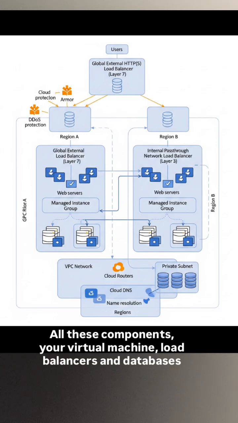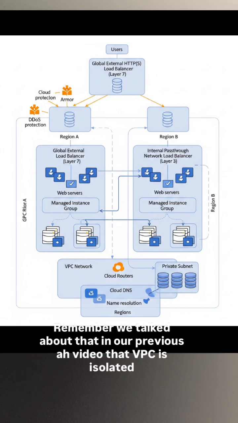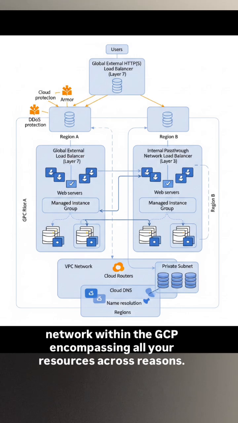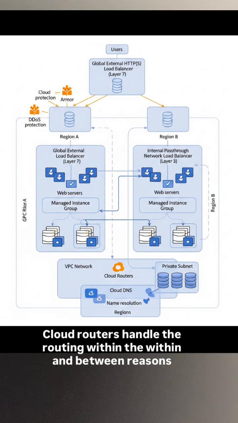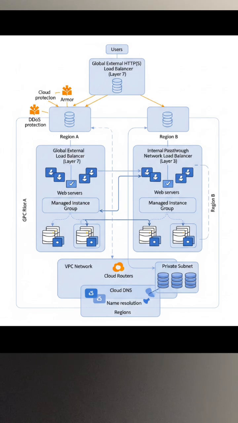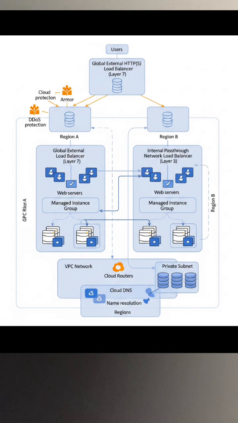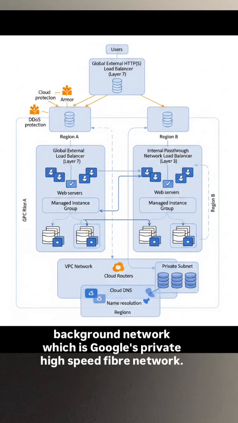All these components, your virtual machines, load balancers, and databases reside within your VPC network. The VPC is your isolated network. Remember, we talked about that in our previous video, that a VPC is an isolated network within GCP, encompassing all your resources across regions. Cloud routers handle the routing within and between regions, ensuring seamless communication. Finally, services like Cloud DNS, which provides reliable resolution, and the entire setup benefit from GCP's underlying global backbone network, which is Google's private high-speed fiber network.